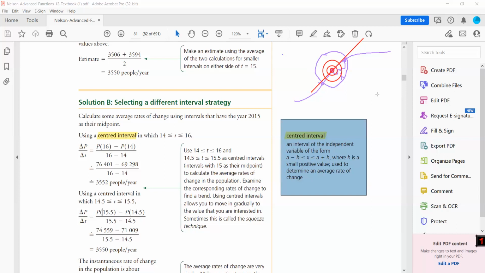By decreasing the step, you're making this area that we're working in smaller and smaller, which gives you a more precise result.